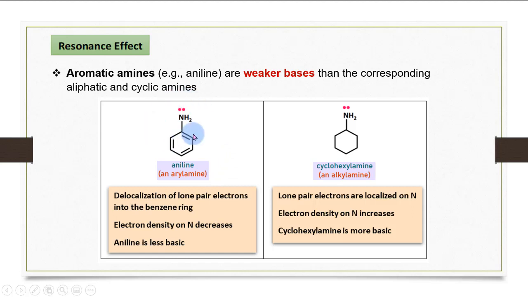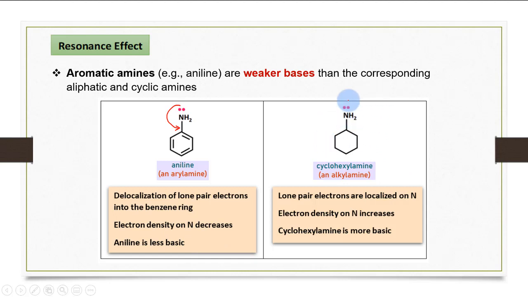Looking at these aromatic amines, there is delocalization of lone pair electrons into the benzene ring. Imagine that this lone pair will delocalize into the ring. So delocalization happens, which stabilizes by this resonance effect. The electron density on the nitrogen decreases, making it less able to donate the lone pair electrons. Therefore, aniline, the aromatic amine, is less basic.